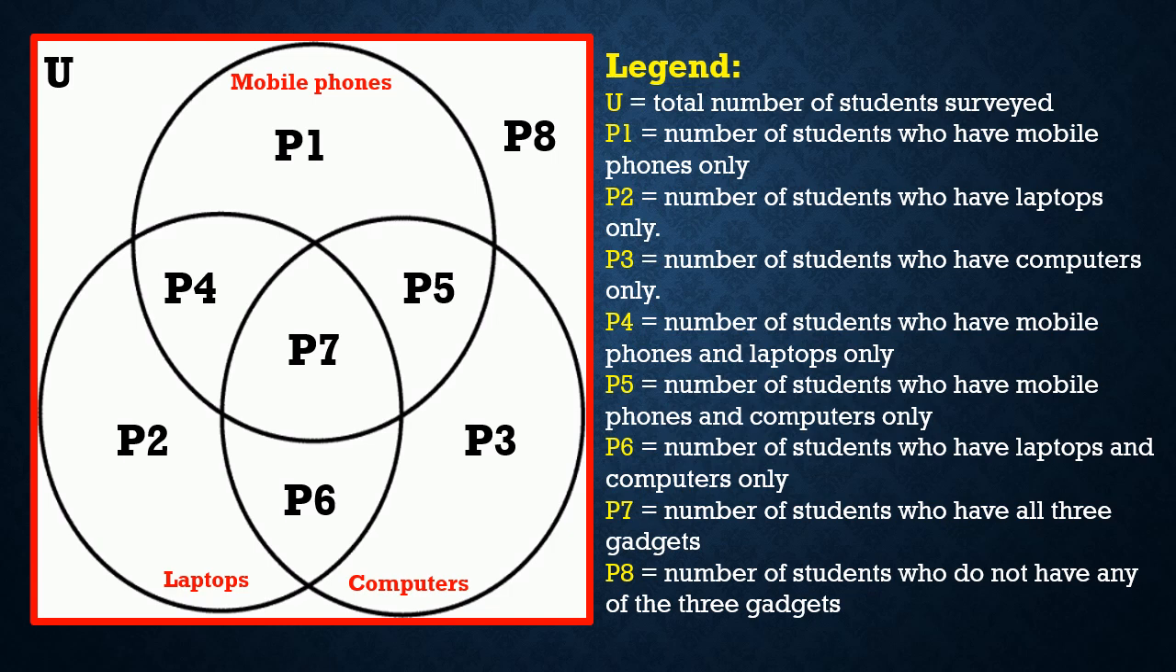And then, P1, these are the number of students who have mobile phones only. So, yung portion ng P1 na yan, yan lang yung bilang ng estudyante na ang meron lang sila sa bahay ay mobile phone. P2 naman, number of students who have laptops only. Okay? P3, number of students who have computers only. So, yun yung sasagot dun sa tanong natin sa letter A, yung one gadget only.